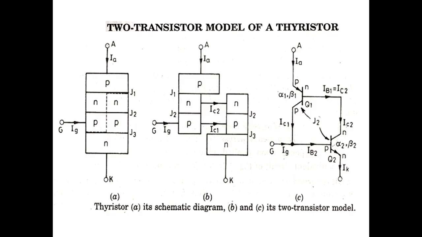So the increased IC2 is applied as a base current for the Q1, that is IB1. Due to that increased base current, again the IC1 is increased. So it is a positive feedback process, so that the current gain is increased. At the last, alpha 1 and alpha 2 reach unity, so that the IA, the anode current, becomes infinite.